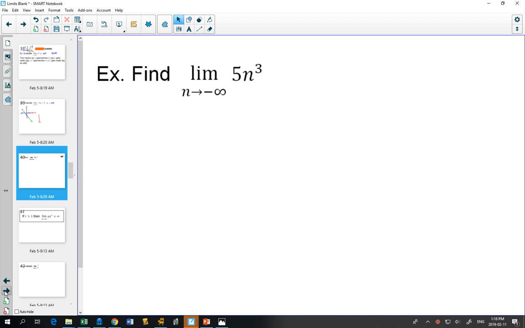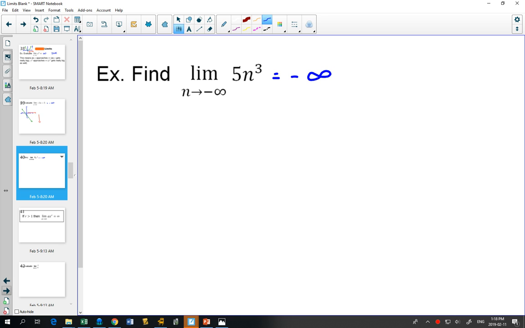Now, is it going to be positive infinity or negative infinity? If you put in a very big negative number, would your answer be a very big negative number or a very big positive number? It would be a very big negative number.